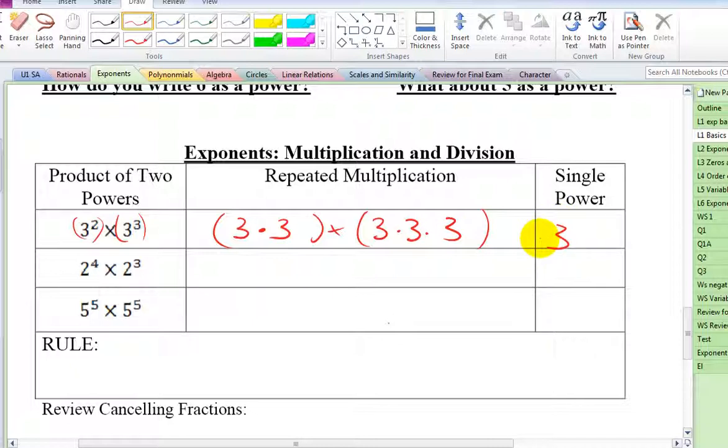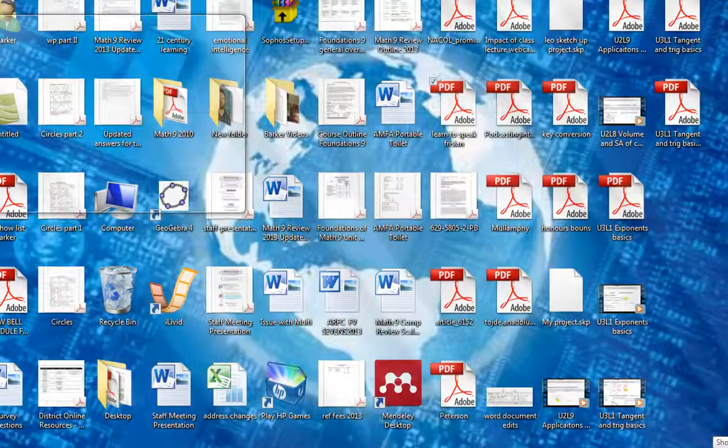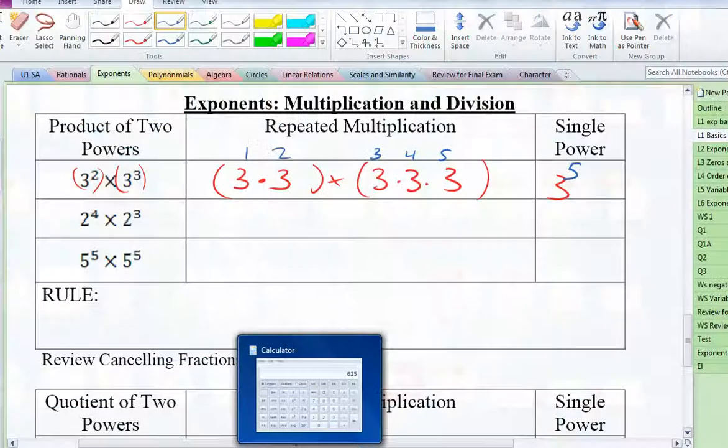Now what if we combine them together? What would our power be, noticing that we have 1, 2, 3, 4, 5 of them? Dustin? Yeah, 3 to the power of 5, or 3 to the exponent 5. Okay. Now the next one is going to be very similar, isn't it?